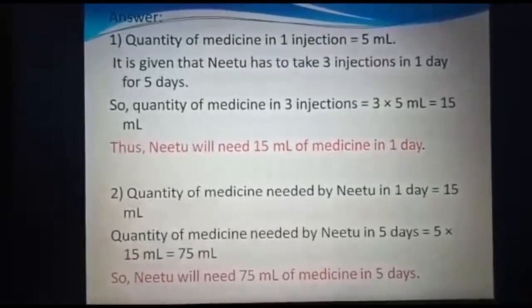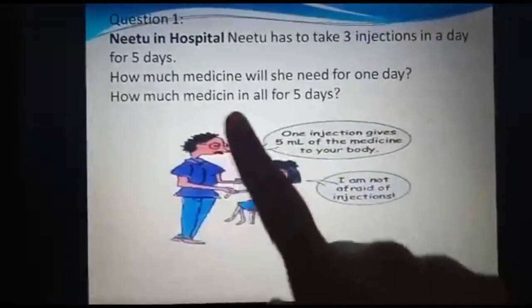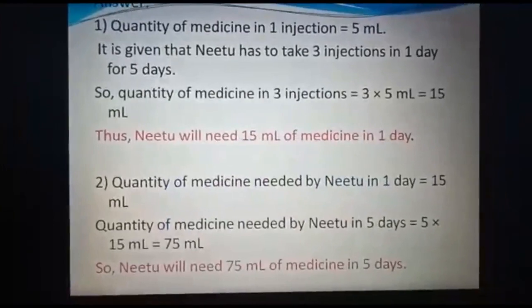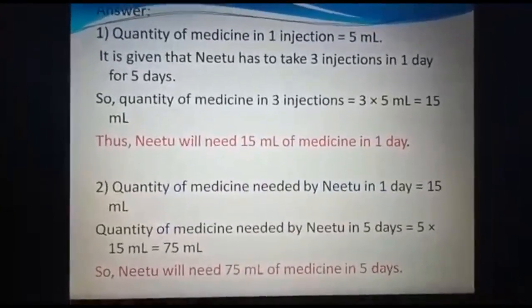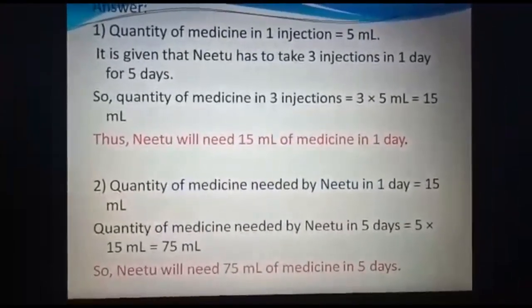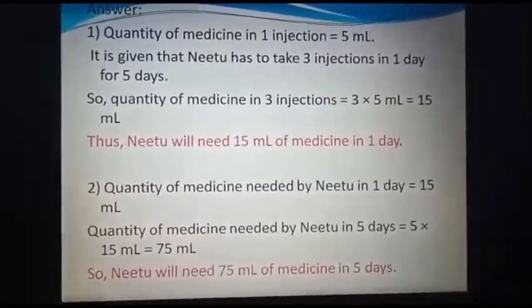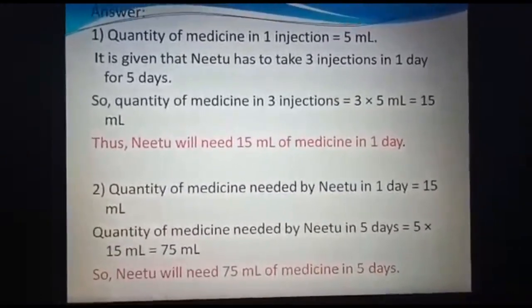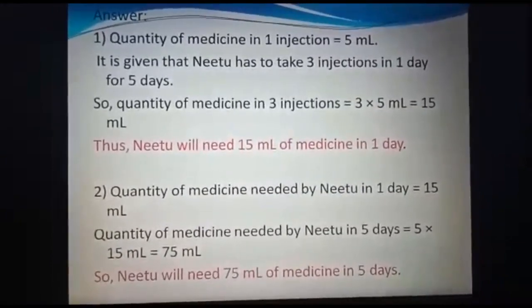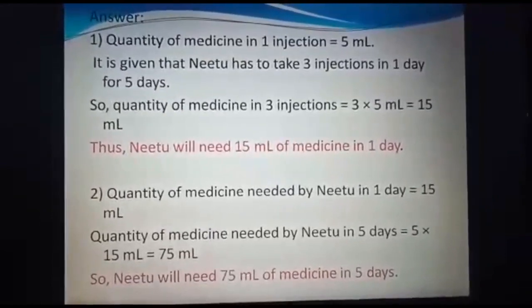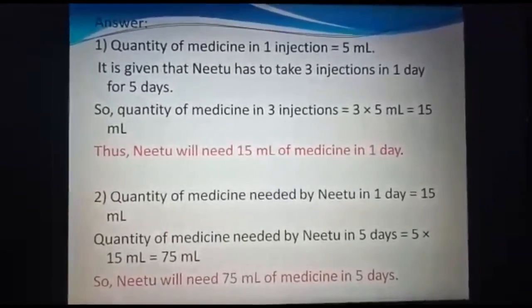Now number 2. The question is how much medicine in all for 5 days. Quantity of medicine needed by Neetu in 1 day equals 15 ml. Quantity of medicine needed by Neetu in 5 days equals 5 into 15 ml equals 75 ml. So Neetu will need 75 ml of medicine in 5 days.